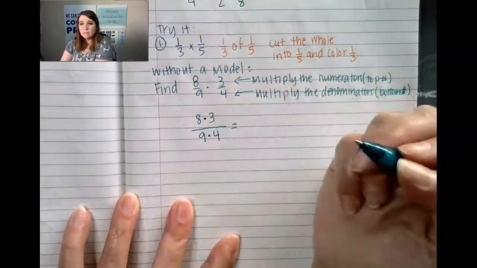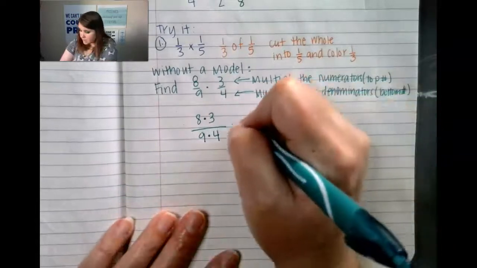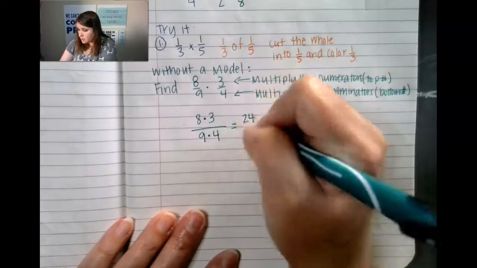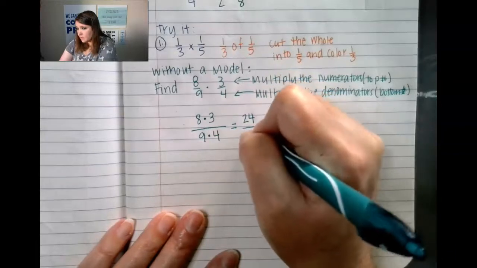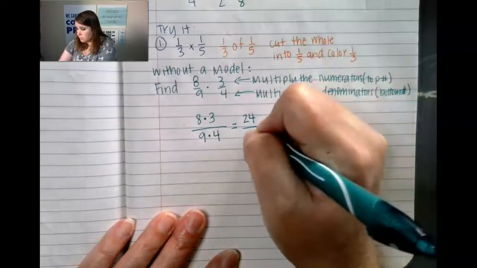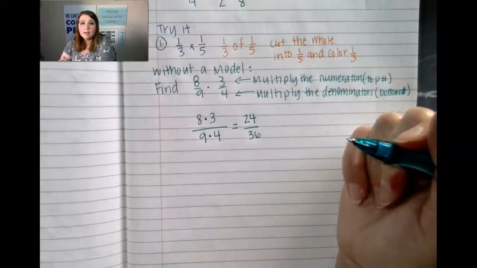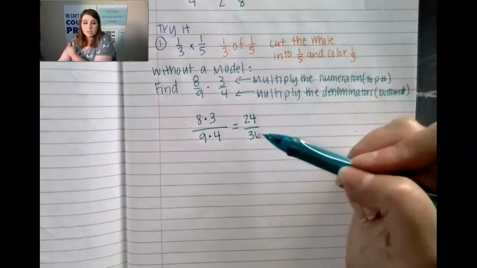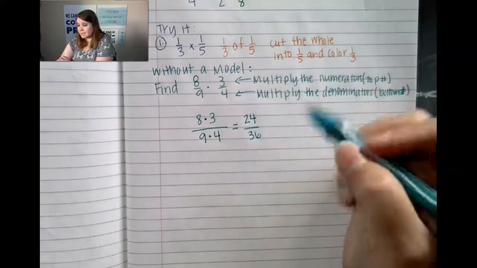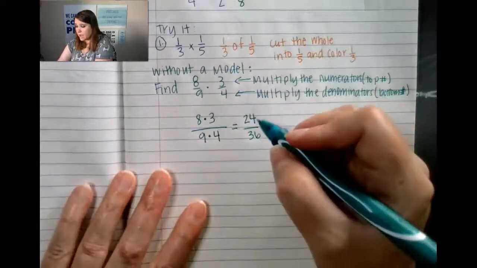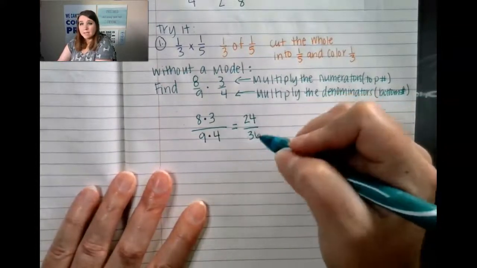Okay, so this now looks like 8 times 3 over 9 times 4. And so 8 times 3, we get 24. And 9 times 4, we get 36.